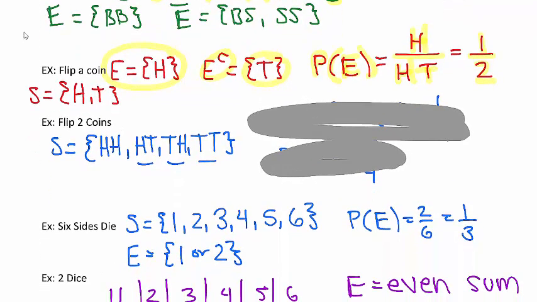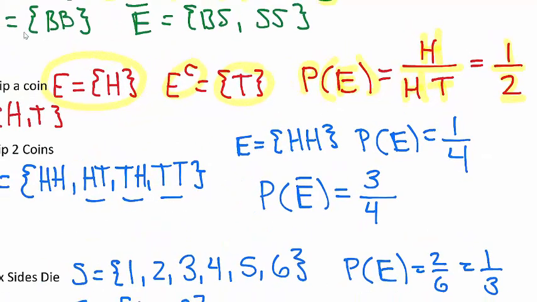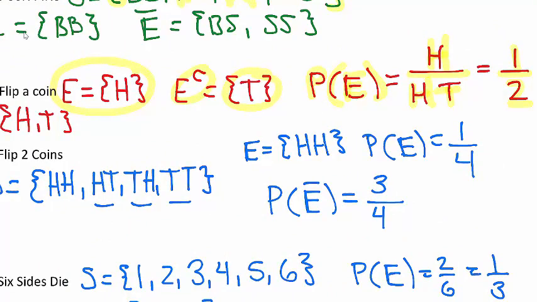Two coin flips could be head, head; head, tail; tail, head; or tail, tail. An event could be head, head. How many ways to get head, head? One out of 1, 2, 3, 4 options. So there's a 25% chance of getting head, head, which means what's the probability of the opposite of that? 3/4. If you have a 25% chance of getting head, head, there's a 75% chance of not getting head, head.